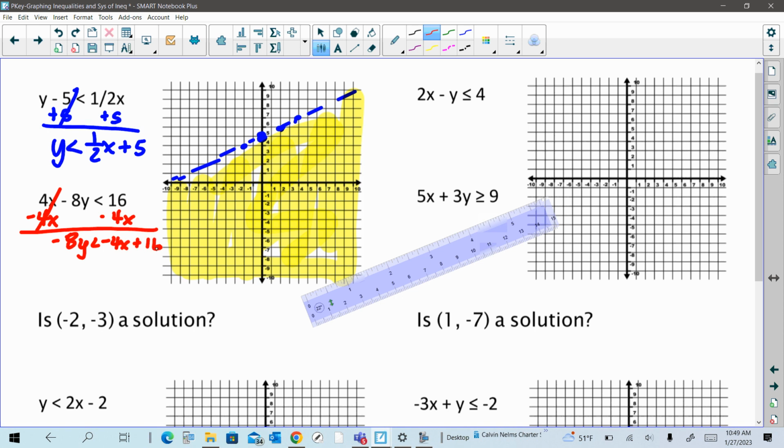Divide everything by -8, each term. But yes, because we're dividing by a negative, we have to flip the symbol. This reduces to y is greater than 1/2 x minus 2. This is our second inequality that we're going to put on the same graph. Start at -2. Up one to the right two. Up 1 to the right 2. What do we notice about these lines? They're parallel. Yep, they are parallel.